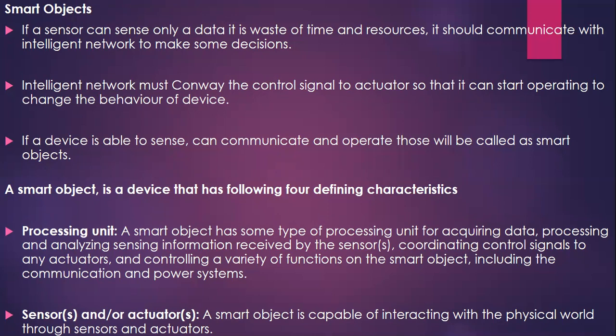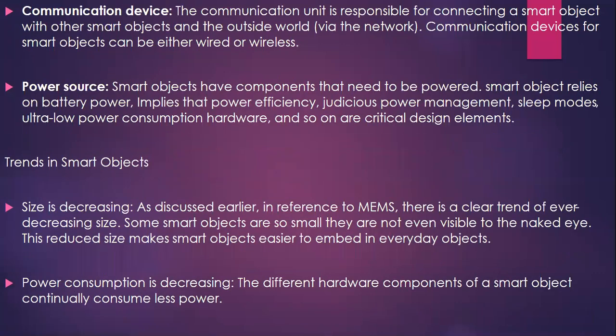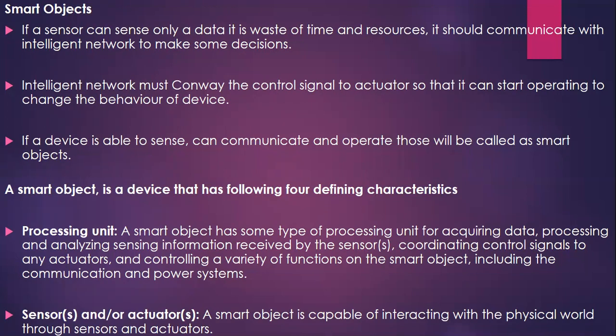A smart object is a device that has the following four defined characteristics: the first is the processing unit, the second is sensor and actuator, the third is the communication device, and the fourth is the power supply. So what is this processing unit?